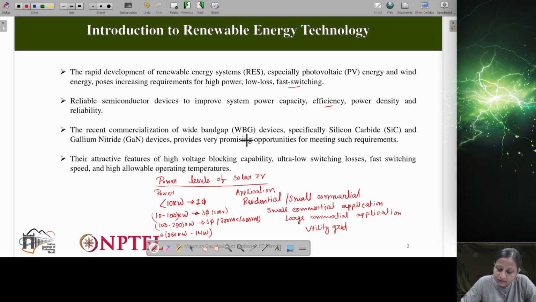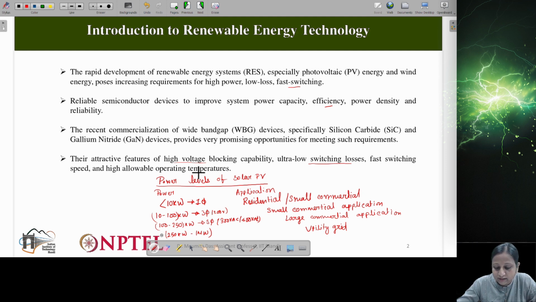The recent commercialization of silicon carbide and GaN devices has promising opportunities for meeting all the requirements in renewable energy applications. The features which wide bandgap devices have are the high voltage blocking capability of silicon carbide devices and ultra low switching losses. This is very important to operate any system at high frequency. Then fast switching speed and high allowable operating temperature.